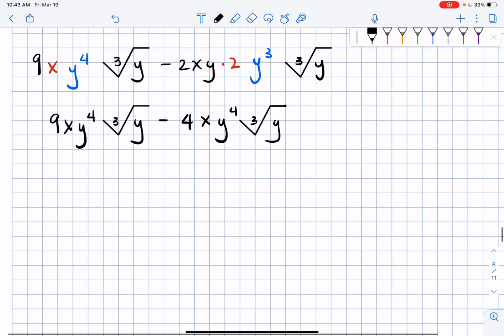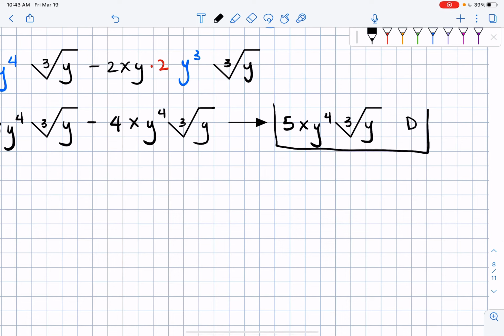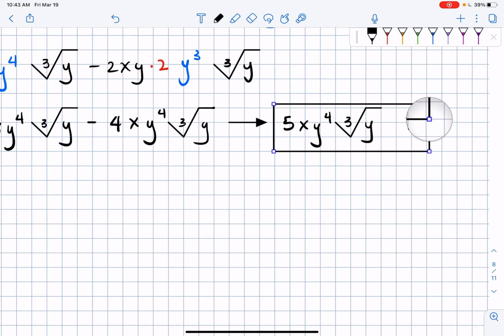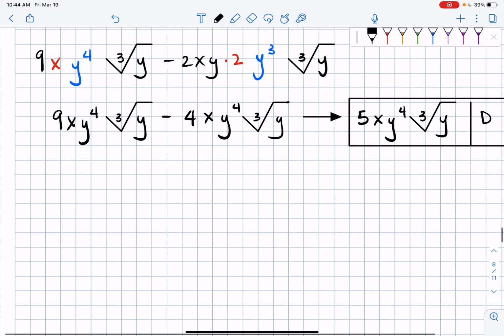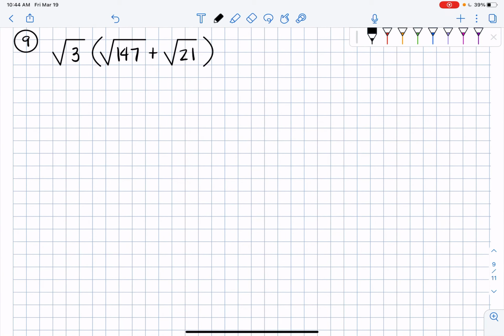Okay, so therefore my answer is going to be 5xy to the fourth cube root of y. Okay, and that, as I turn the page, is choice D. Oops. And there we go. All right, so that's number 8. On to number 9. All right, so this one we're distributing.